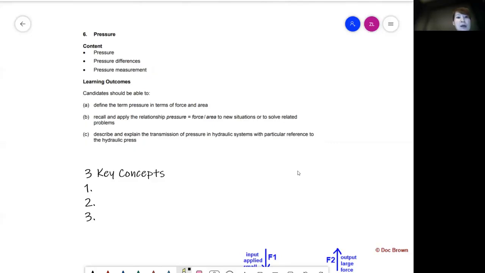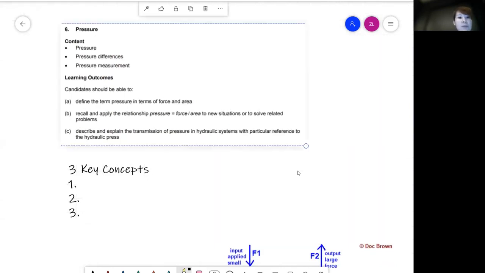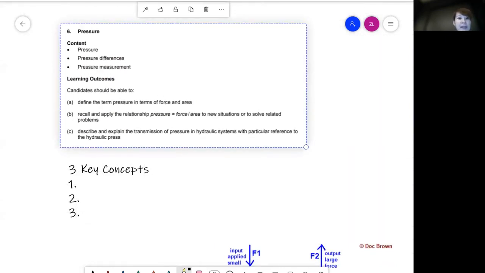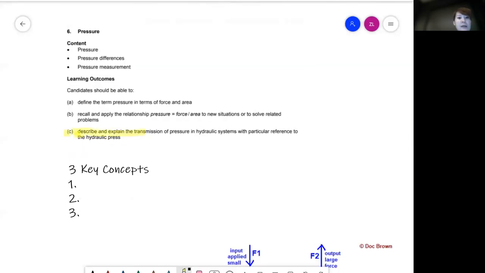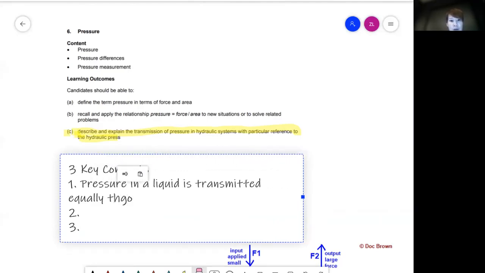So candidates are supposed to understand and describe how a hydraulic press works. So we're going to particularly look at part C, where we're going to look at what hydraulic systems are, and how does pressure come into play. Okay, so basically there are three key concepts to understanding this part, which we will go through step by step. So the first key concept is pressure in a liquid is transmitted equally throughout. Okay, now let's take a further look at the key concept number 1.